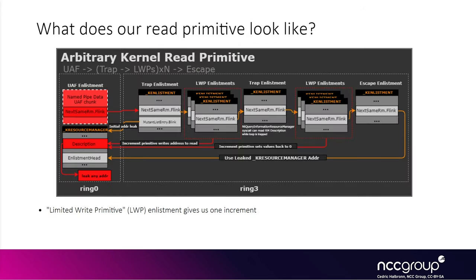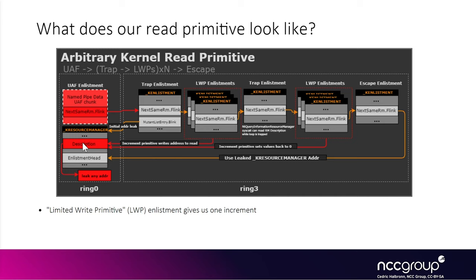And so if we try to summarize what the arbitrary read primitive looks like, we initially had the recovery thread trapped in the kernel using a fake userland trap enlistment. And so we created the resource manager with an empty description field. What we do is inject several increment enlistments, like LWP enlistments. And what each of these LWP enlistments will do is just increment the description buffer field so we reach the kernel address we want. This series of enlistments will be followed by another trap enlistment. And so now we can just read the description field from userland using the NtQueryInformationResourceManager function.